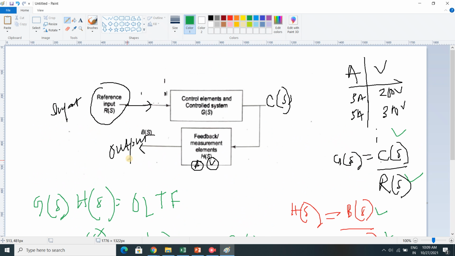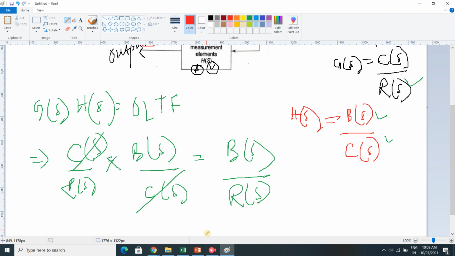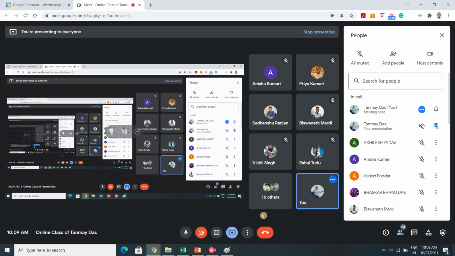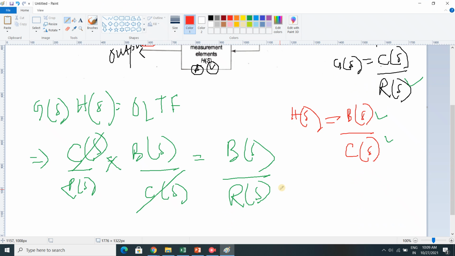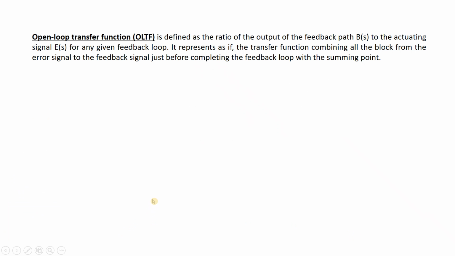You don't have to write this, because you can see it yourself and obviously come to the conclusion that B(s)/R(s) will be the transfer function of the open loop control system, because this is the input signal and this is the output signal. Individually, the input of G(s) is R(s) and its output is C(s), and this output C(s) enters H(s) and the output is B(s). That is why it is represented in this way. So this is the actual derivation of how it comes. Okay, so that is why it is written over here. You can see the equation.